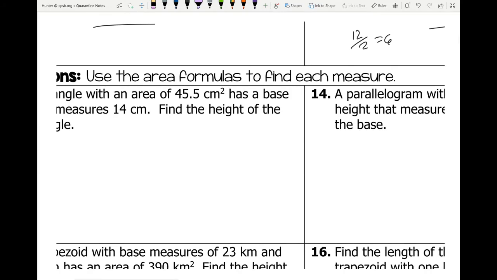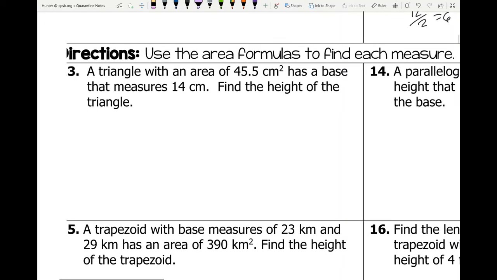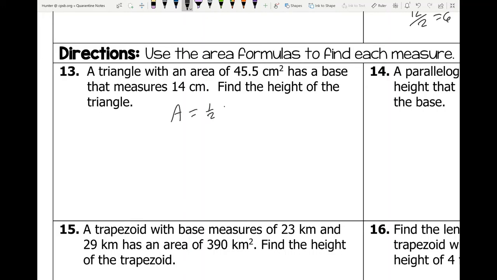Okay, so now we're going to use the area formulas to find each measure with everything in words now. So it says that a triangle has an area of 45.5 centimeters. It has a base that measures 14 centimeters. Find the height of the triangle. Now we're just kind of manipulating these formulas. So the area of a triangle is 1/2 base times height. Plug in what I know.